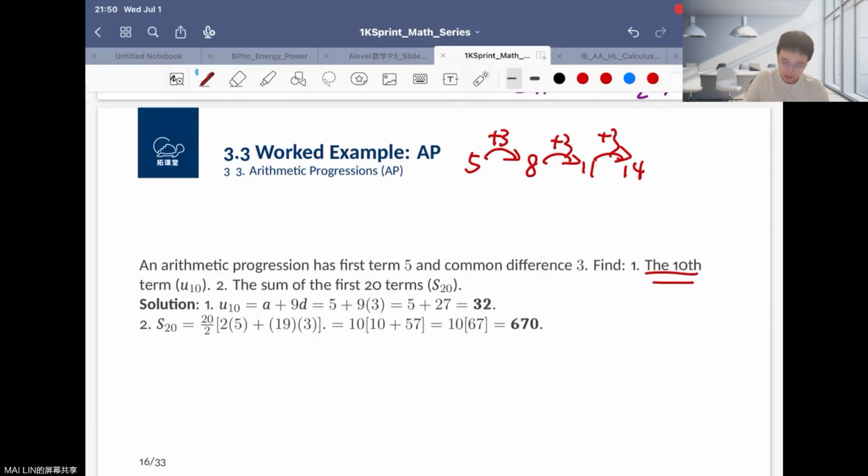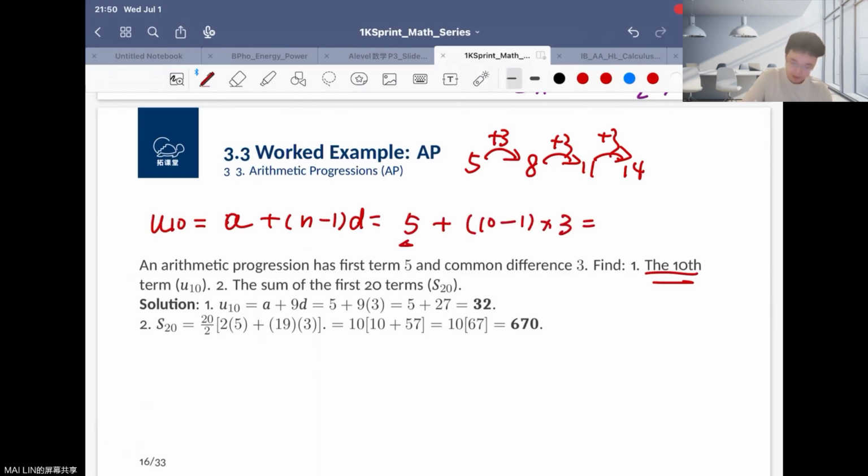So it's at the 10th term, U10. You can just use the formula, U10 equals a plus n minus 1 d, right? So a is 5, the first term, plus 10 minus 1 times the difference, which is 3, right? So that is 5 plus 9 times 3, which is 27, plus 5 is 32, right? So we can say here U10 equals 32.